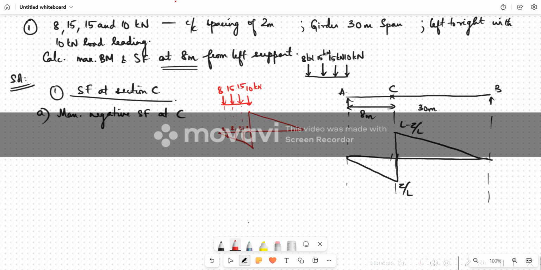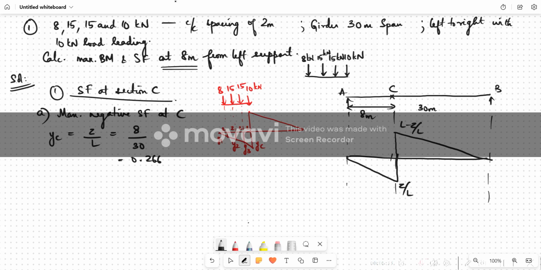So all these ordinates you can name y1, y2, y3, and yc. First let us find the maximum ordinate. yc is given by z by l. Z is 8 and L is 30. So 8 by 30 is 0.266.